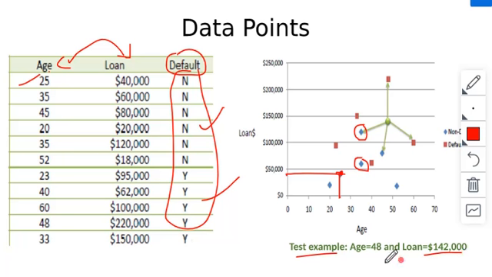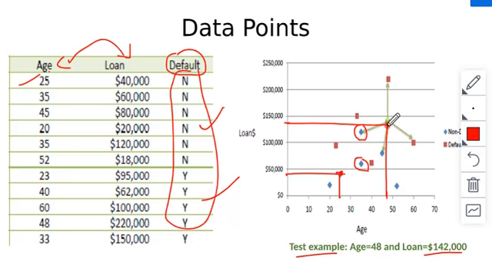$142,000. We have to represent this also in the form of a data point. How will we represent it? For age, we go to this, age is 48, almost here. And $142,000 comes almost near to this. So when you draw this, you'll get the point.